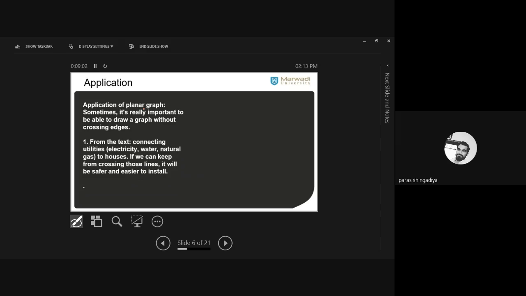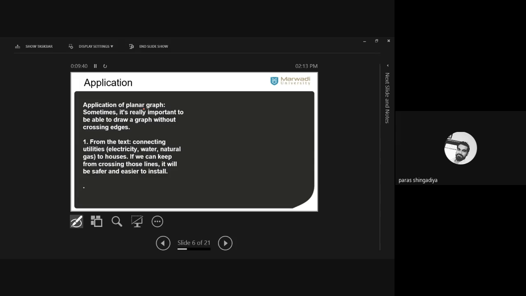So here I found a few applications. There are also some more applications, which you can find out. But I just picked one of the real life applications, in day-to-day life, where it is required. In which case we can feel that this planar graph condition is required? One of the real life applications is connecting the utilities. In applications of planar graphs, sometimes it is really important to be able to draw the graph without crossing the edges.